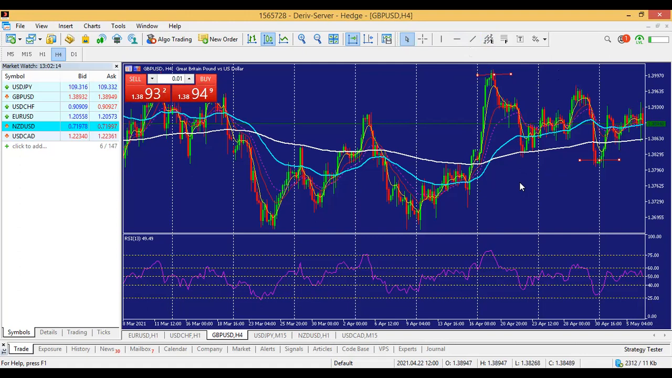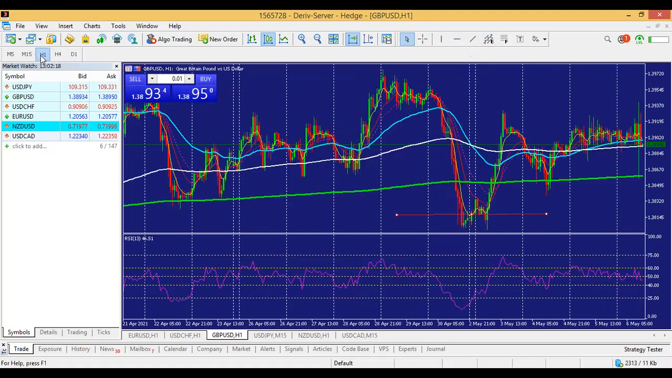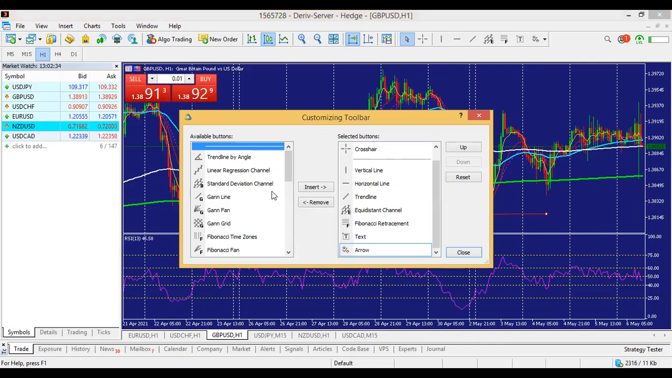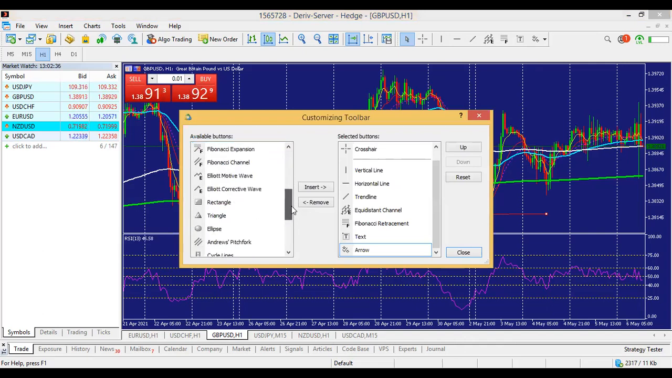Then we move back to our H1. So in our H1, you will see that there was trapped volume at this point. Let me add something.